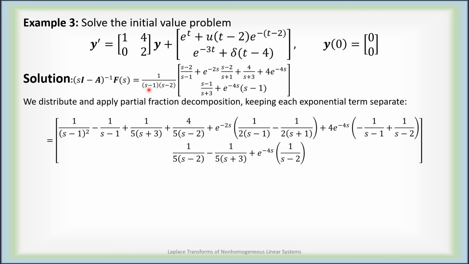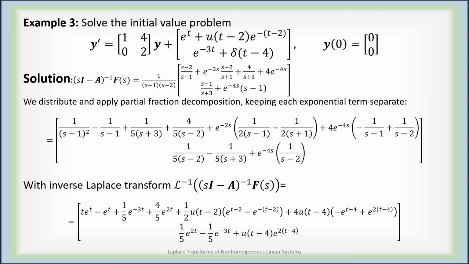So when we do that, we distribute this denominator in and apply partial fraction decomposition. We'll end up with various rational terms, and then a couple of different exponential functions times other rational terms that we apply partial fraction decomposition to. Then we can take an inverse Laplace transform. Term by term, it's not so bad. t e to the t minus e to the t, and so forth. When you get to these exponential terms, remember that those correspond to step functions with shifted versions of inverse Laplace transforms.